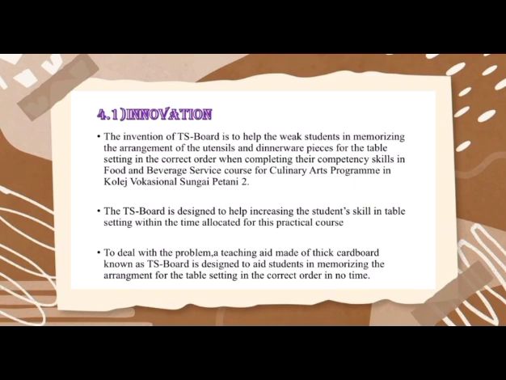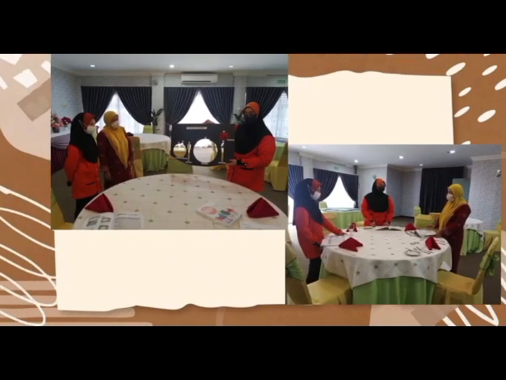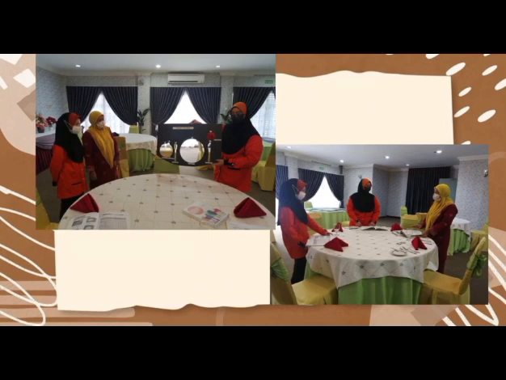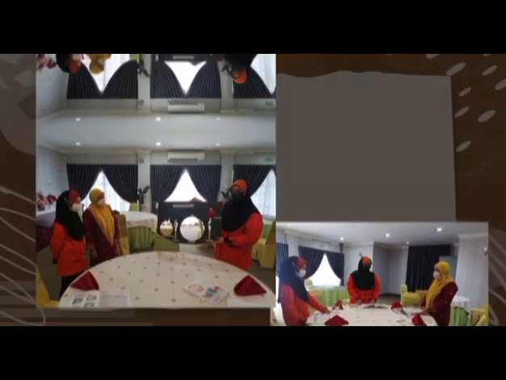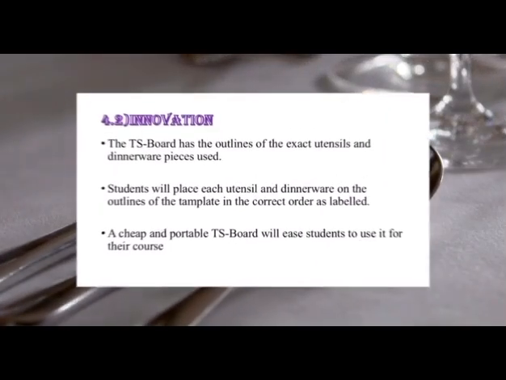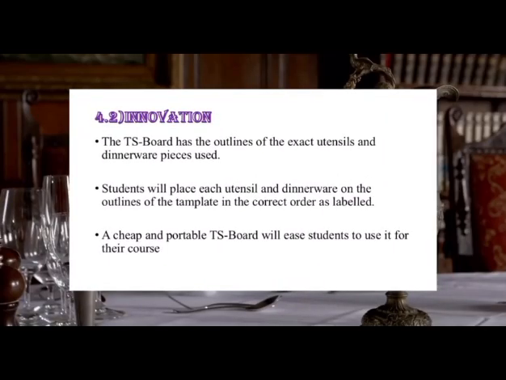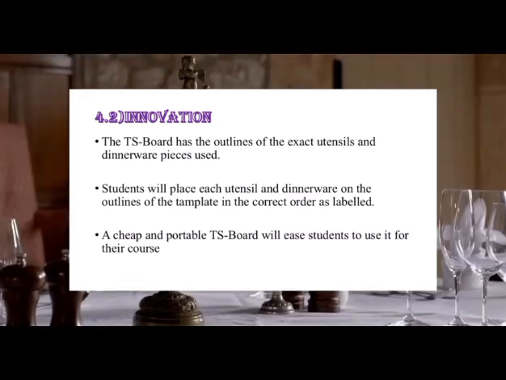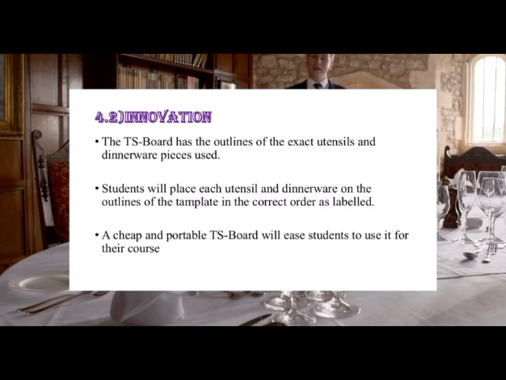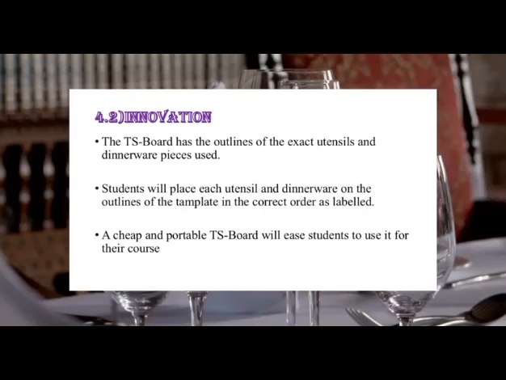The TS board is designed to help increasing the student's skill in the table setting within the time allocated for this practical course. To deal with the problem, a teaching aid made of thick cardboard known as TS board is designed to aid students in memorizing the arrangement for the table setting in the correct order in no time. Next, the TS board has the outlines of the utensil and dinnerware pieces used. Students will place each utensil and dinnerware on the outlines of the template in the correct order as labeled. And the last one, a cheap and portable TS board will aid students to use it for their course.